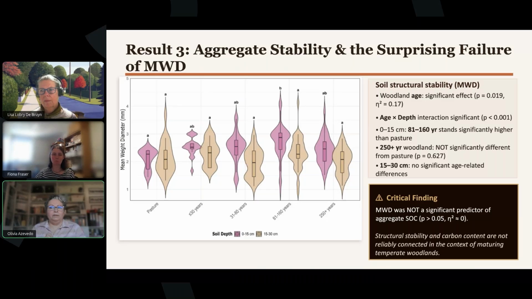When we tested mean weight diameter as a predictor of carbon, it failed completely, and that matters because mean weight diameter is a standard aggregate stability metric in agricultural research, where it correlates strongly with soil organic carbon. It works in those systems because we think fresh organic inputs build macro aggregates, and those macro aggregates protect carbon. So the relationship is very direct. In mature woodland, that coupling, or that link between the two, breaks down.